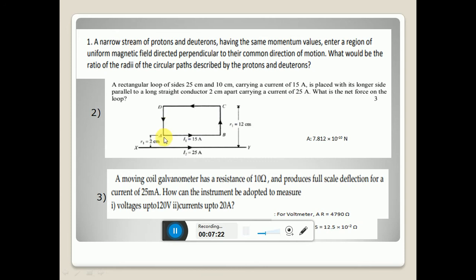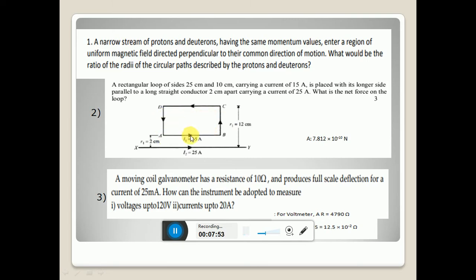So here two current carrying conductors are given, which are separated by a distance of 2 centimeters in the first case, and another set of conductors separated by a distance of 12 centimeters. So here you have to use the formula F is equal to mu naught I1 I2 L by 2 pi d. That equation you have to apply and find out the net force experienced by this current carrying loop.